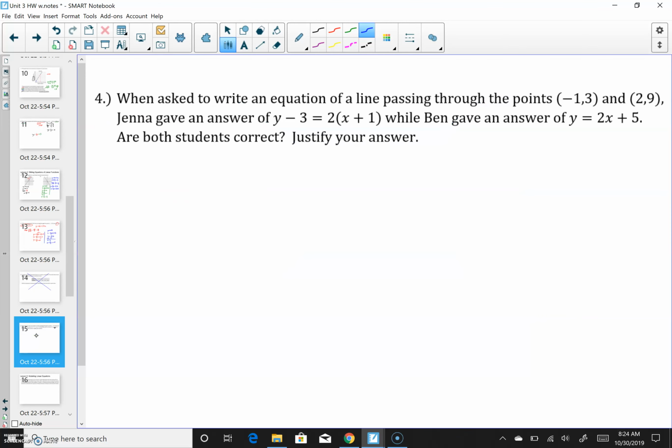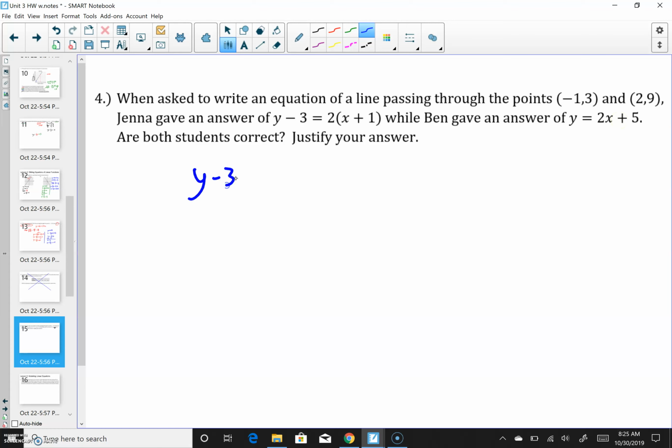And then we go to the fourth one. When asked to write an equation of a line passing through the points -1, 3 and 2, 9, Jenna gave an answer of y minus 3 equals 2x plus 1. Ben gave the answer y equals 2x plus 5. Are both students correct? We can clearly see that Ben's answer is nicely in y equals mx plus b form, and you could plug in both of your answers just to make sure they work, but if you put that into the calculator, you will see that they are indeed equations for that line.